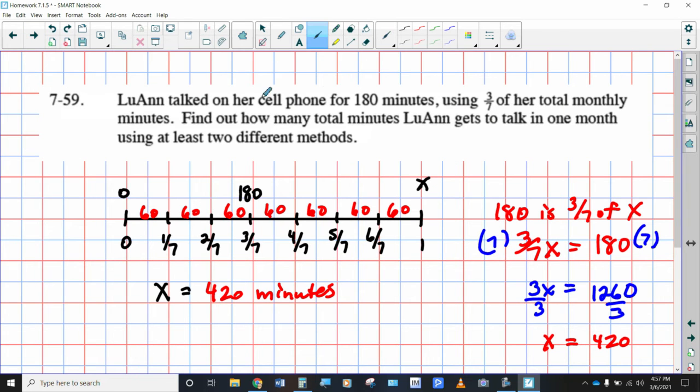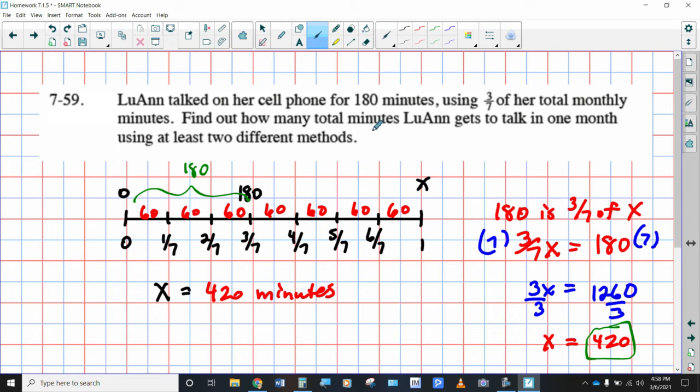All right, Luann talked on her cell phone for 180 minutes using 3/7 of her total monthly minutes. So 3/7 right here. That represents 3/7, right? 1/7, 2/7, 3/7, and this was a total of 180. So you break that up into 3 equal parts. That means that 1/7 must be 60. And then if you multiply 60 times 7, you get your total of 420.